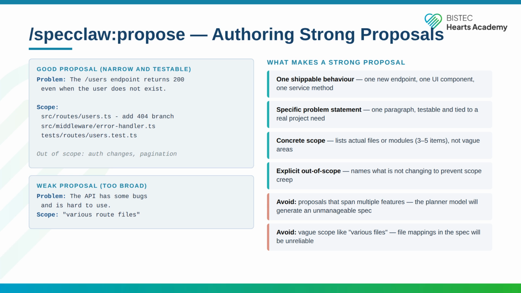A weak proposal says things like, the API has some bugs and is hard to use, with a scope of various route files. That produces an unmanageable spec and unreliable file mappings. 2 anti-patterns to avoid: proposals that span multiple features, and proposals with vague scope. Narrow and testable is the goal every time.